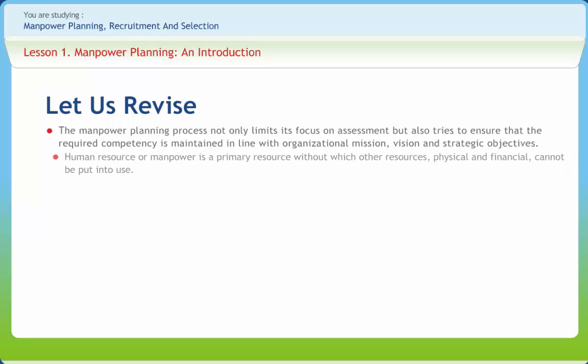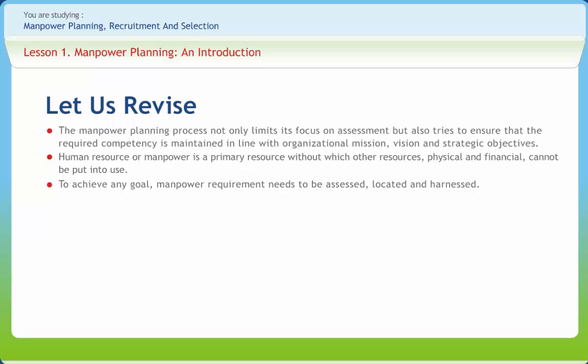Human resource or manpower is a primary resource without which other resources, physical and financial, cannot be put into use. Even a fully automatic unit requires manpower to run it and also to plan for further improvement. To achieve any goal, manpower requirement needs to be assessed, located, and harnessed.